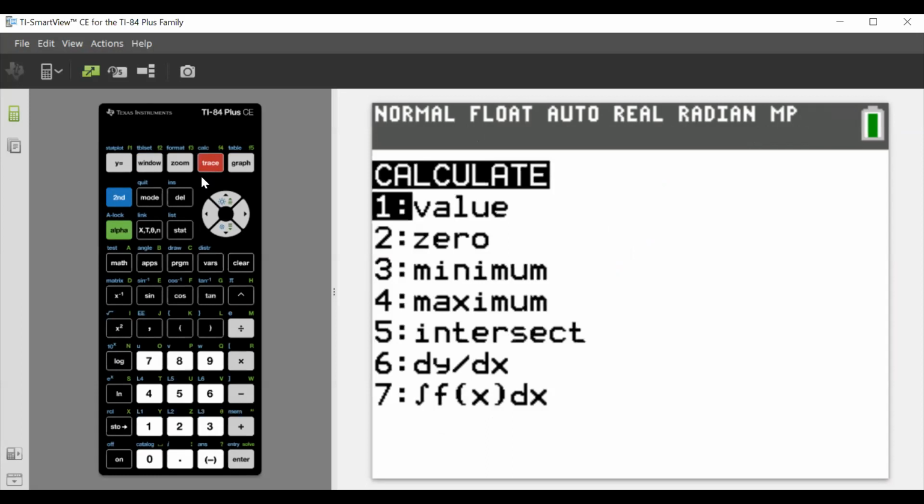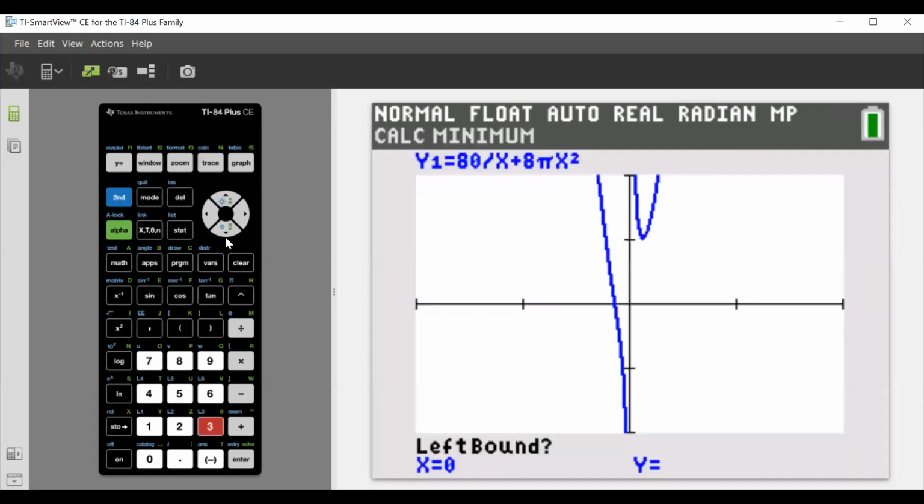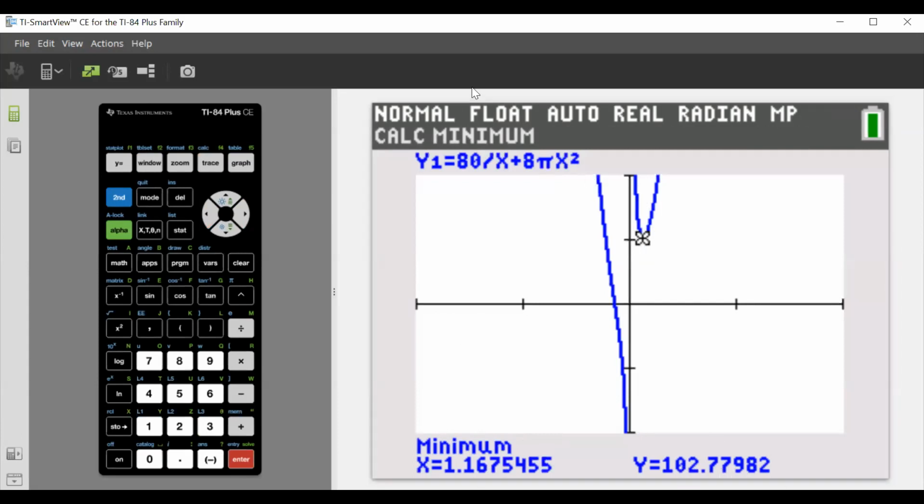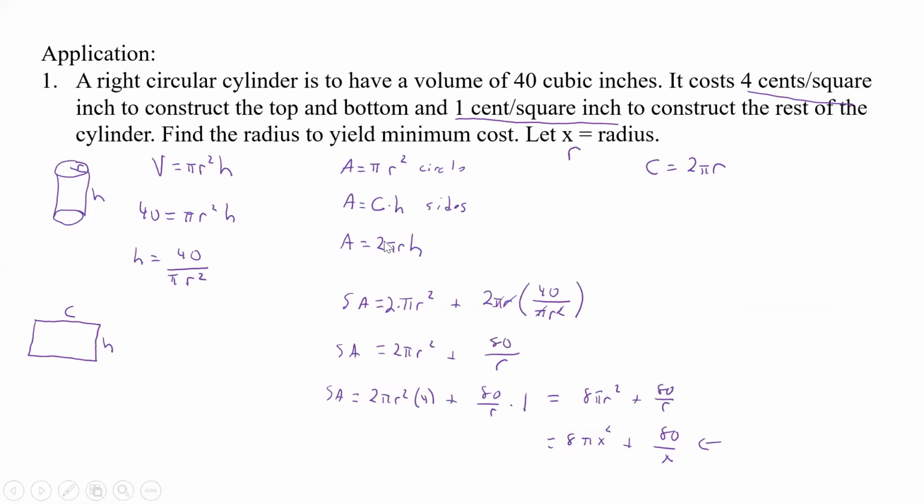So second trace, minimum, 3. Let's say that's our x for the left bound. That's going to be our x for the right bound. Somewhere in between is going to be our minimum. And so it says our x is going to be 1.16 and our y is 102.8. So let's go back over here. It said x was going to be 1.16 and I think it was a 7 or something like that after that.